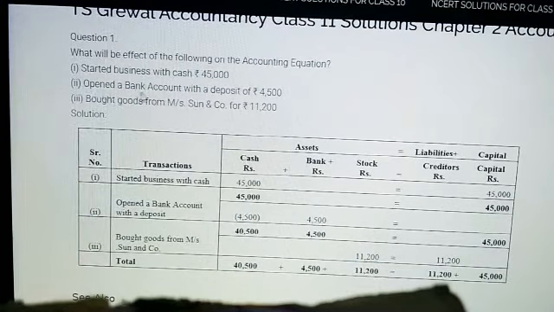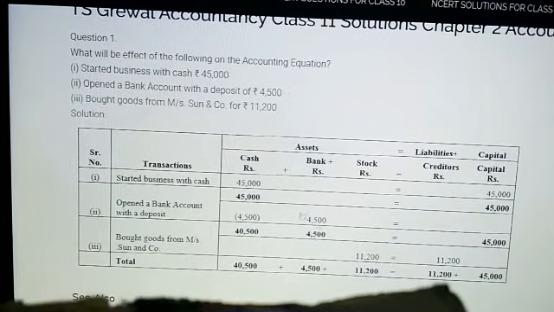Open a bank account with a deposit of rupees 4,500. Now you are going to open a bank account. Definitely your cash is going to reduce. How much cash do you have? You have a total of 45,000. Here you have a deposit of 4,500. This means your cash is going to reduce by rupees 4,500. Now you have another asset which is known as bank.